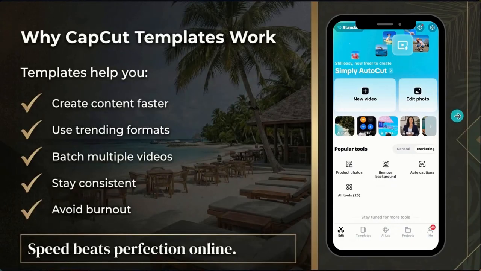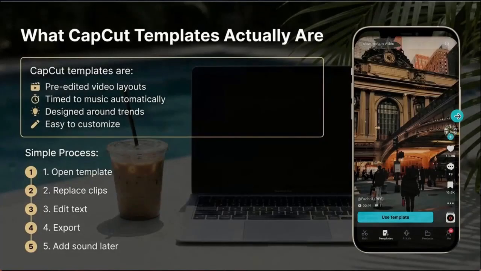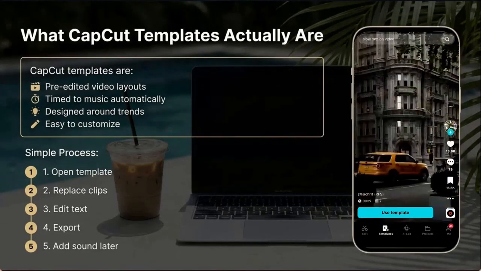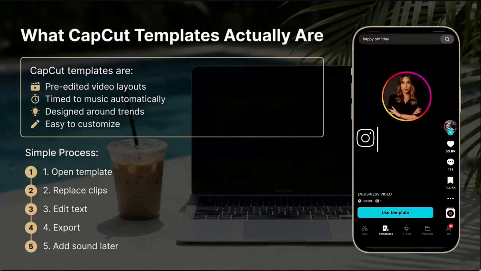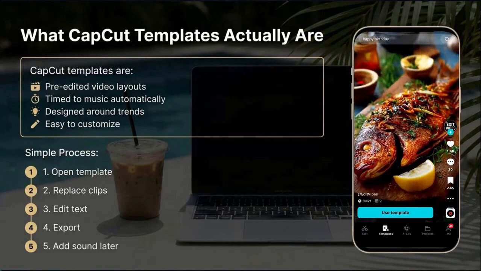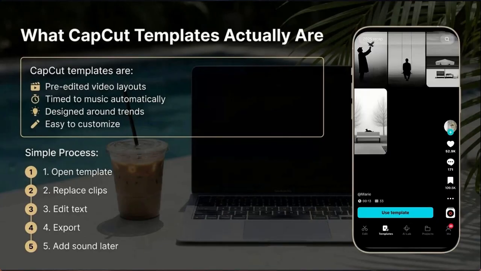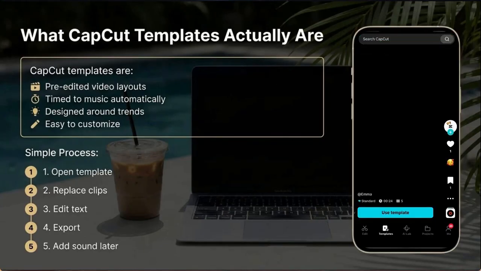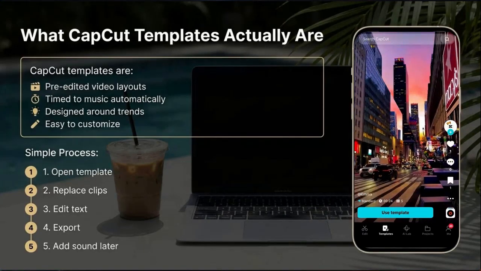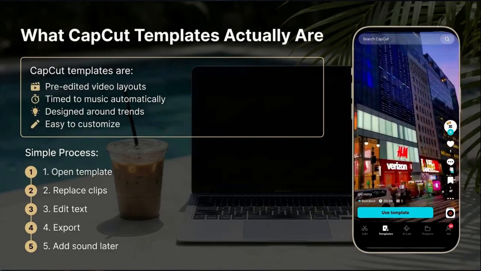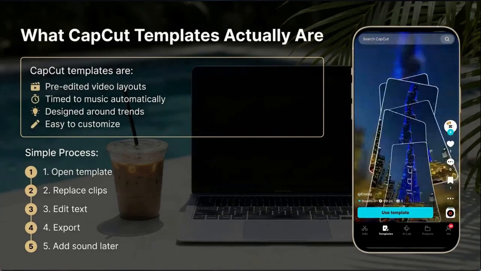But continuing on, let's talk about the templates. So what CapCut templates are. CapCut templates are created video layouts. Here's examples that you guys can see. I'm on the template page. They are timed to music automatically. They're designed around trends, and they're very easy to customize. It's very simple to be able to go in there and customize them.